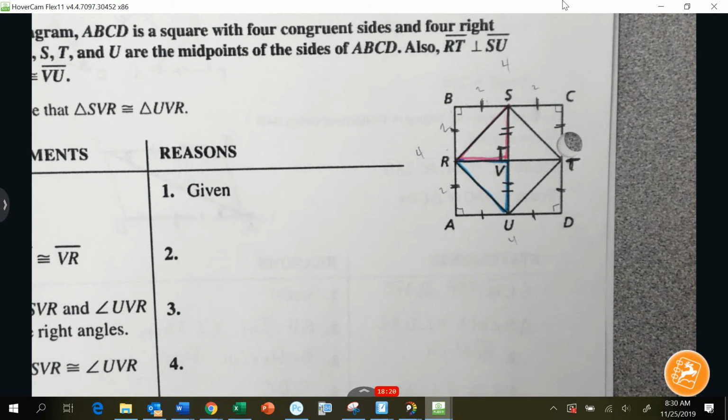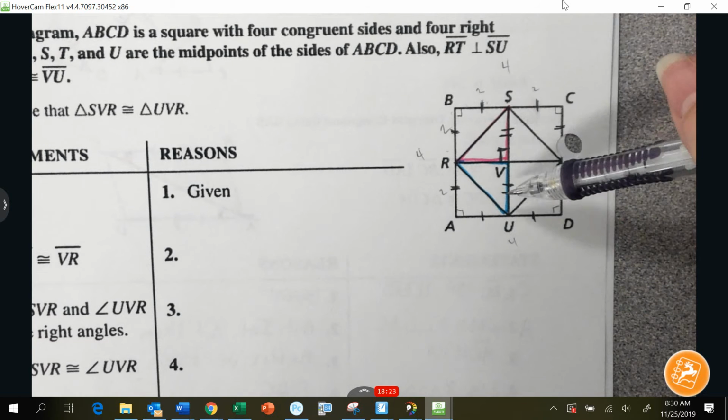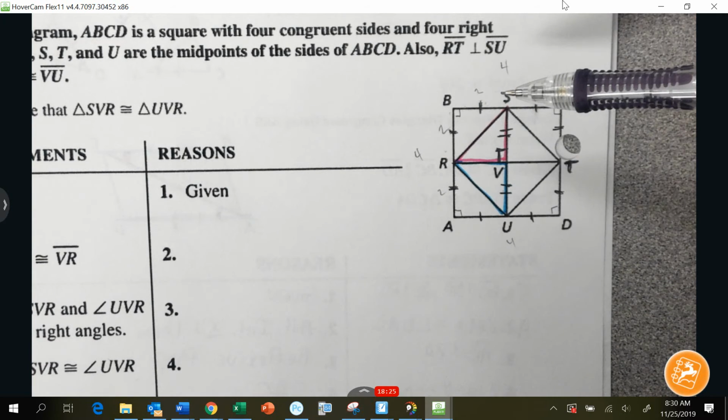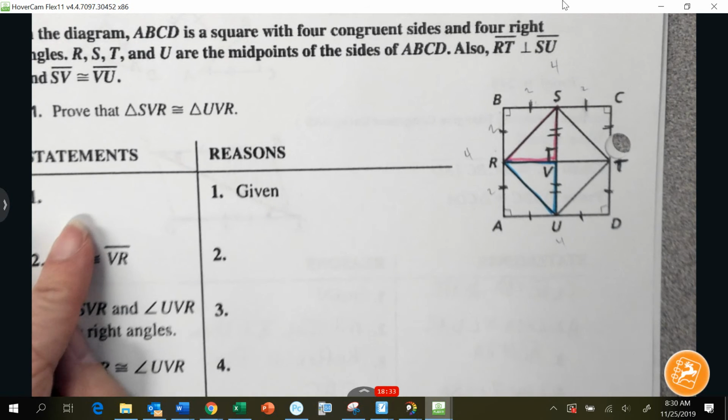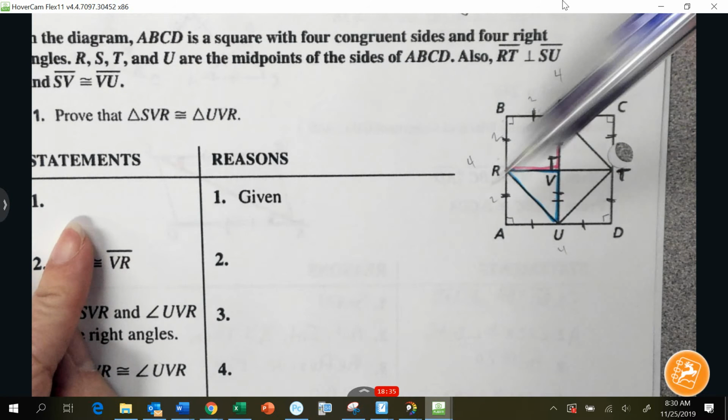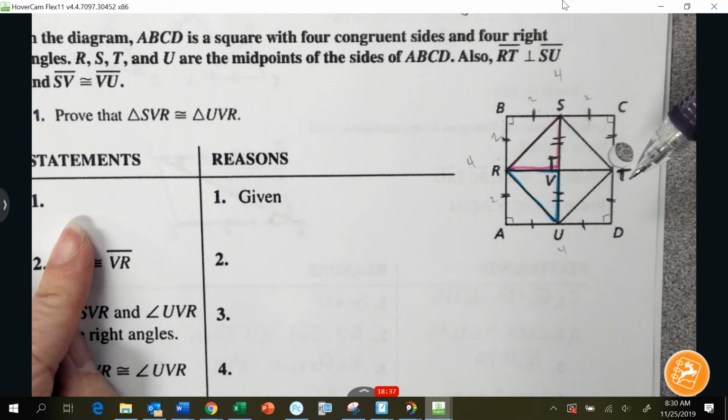All right, so we have to prove the pink one and the blue one are congruent. I actually only need 2 givens here. They gave me a lot of stuff, but when I'm looking through, I only need 2 things. Do you know what they are?